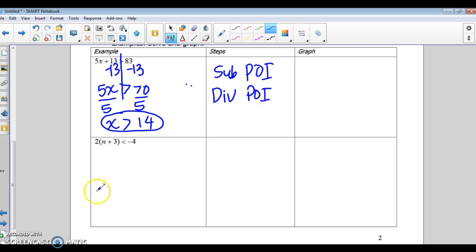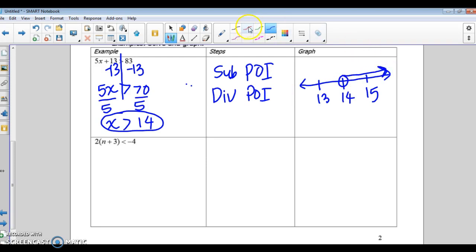Okay, and how do I graph it? We're going to just keep it simple. We create a number line, and we're going to have 14 in the middle. Okay, what comes before 14? 13. What comes after 14? It's 15. So as you know, this is just greater than. There is no equal sign. So what kind of circle would that be? It's going to be an open circle. And then, since it's greater than, it goes to the right.